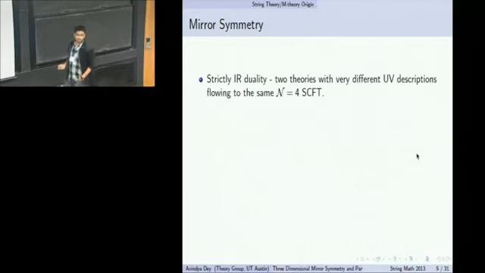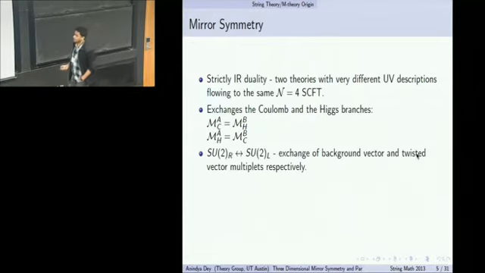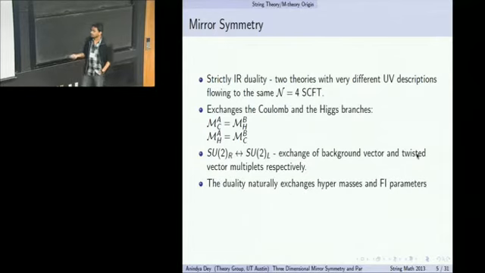So what is mirror symmetry? It's a strictly IR duality between 2 theories with very different UV descriptions flowing to the same N=4 SCFT. What it does is exchange the Coulomb and the Higgs branches and exchange the SU(2)_R with the SU(2)_L. Now this naturally implies an exchange of background vector and twisted vector multiplets, and as a result it implies an exchange of hypermasses and FI parameters.